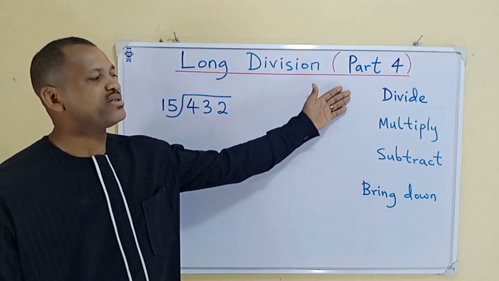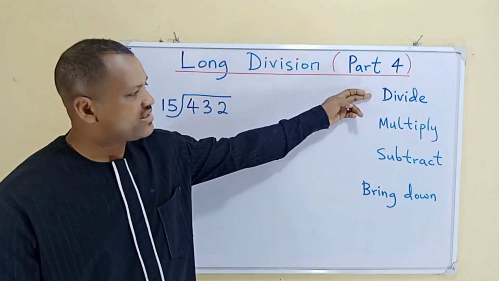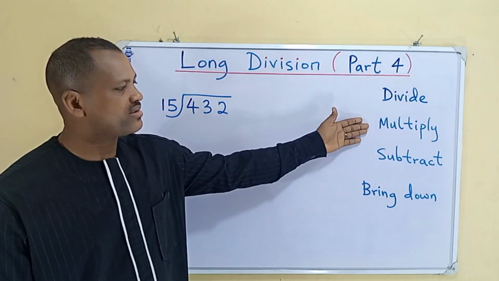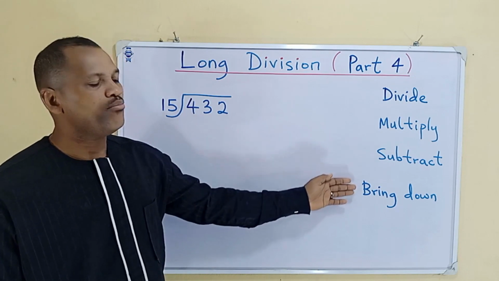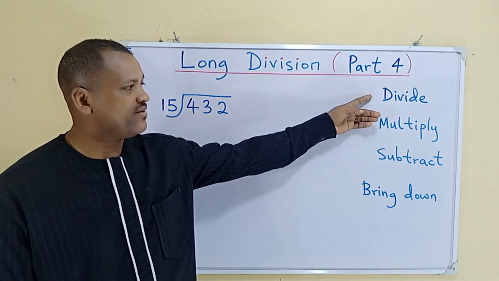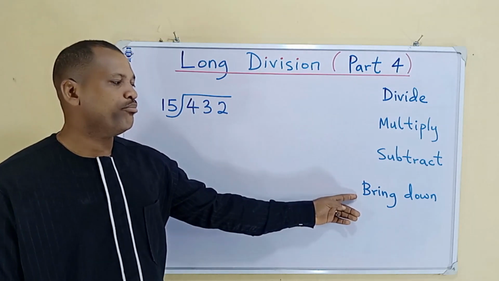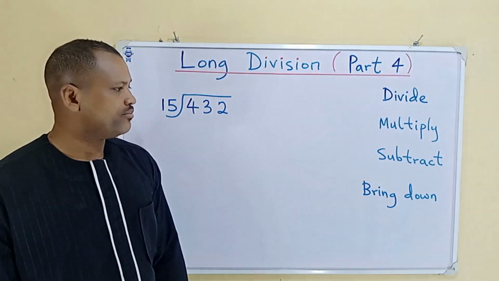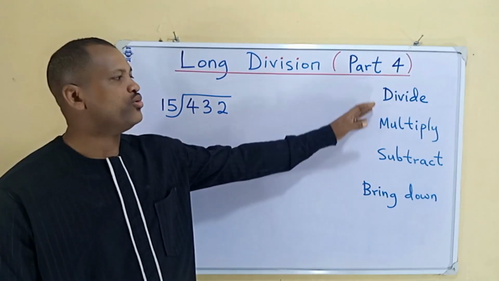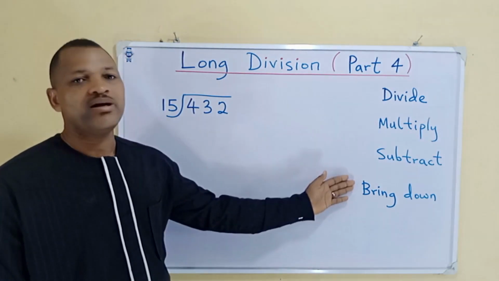Now, to remember these steps easily, you can use "dirty monkeys smell bad." Dirty for D, monkeys for M, smell for S, bad for bring down. Or you can use "dad, mom, sister, and brother."